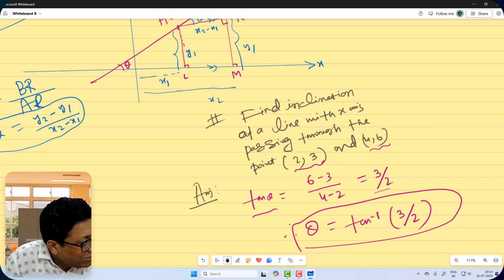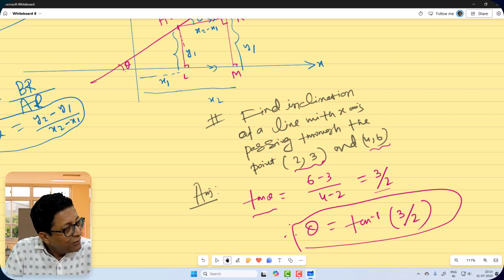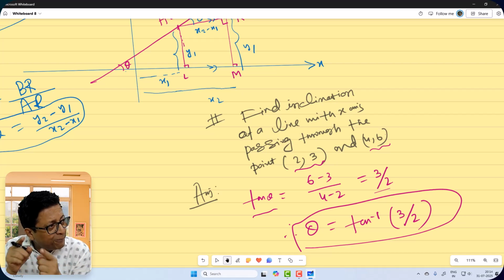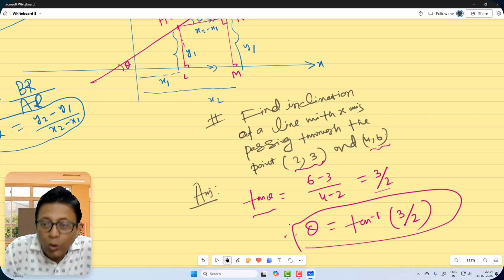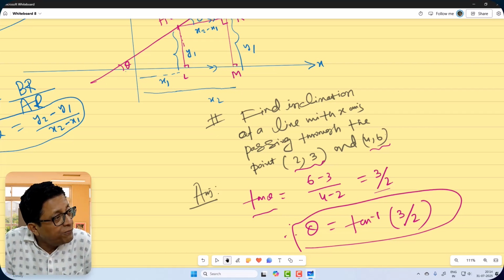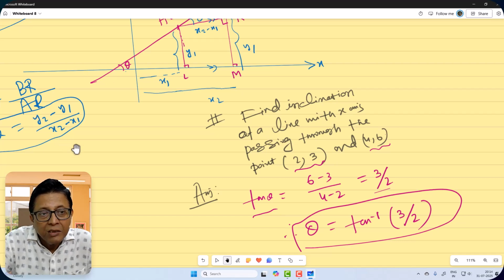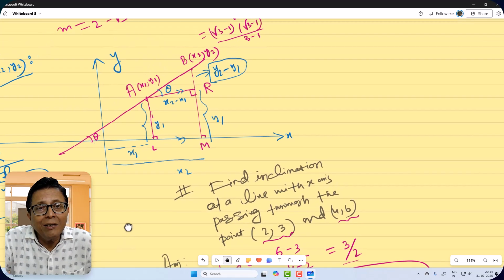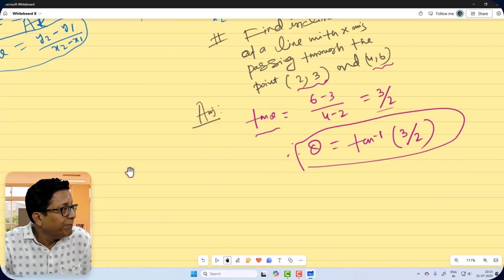Understood? Calculator, there is a shift button. Tan, shift, tan, a bracket will arise, put 3 by 2 over there. The angle theta will come out. Or you simply state that theta can be found from there. Okay? So this way, the slope of a line passing through 2 points can be determined.